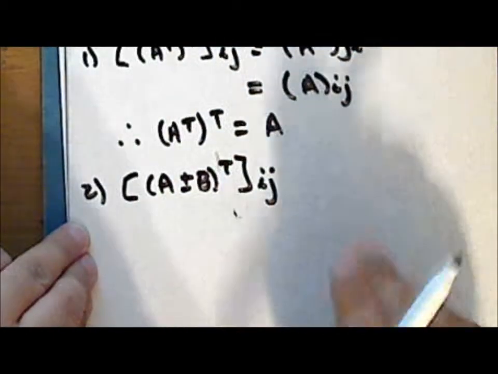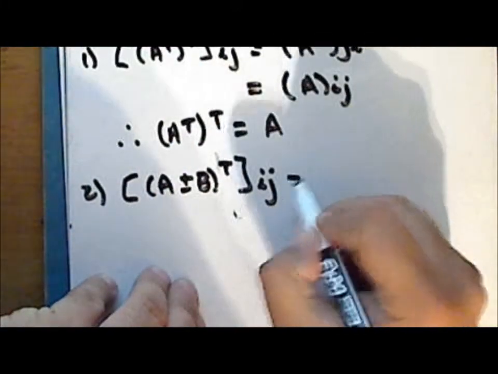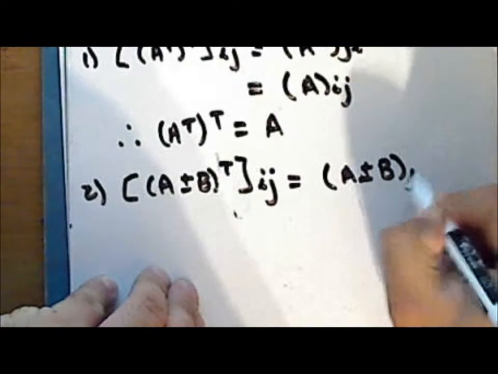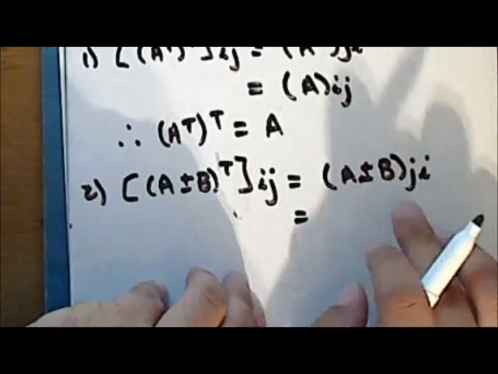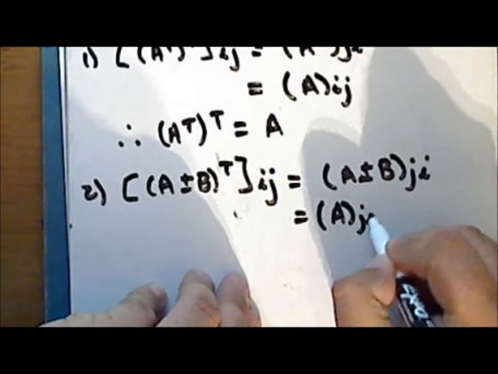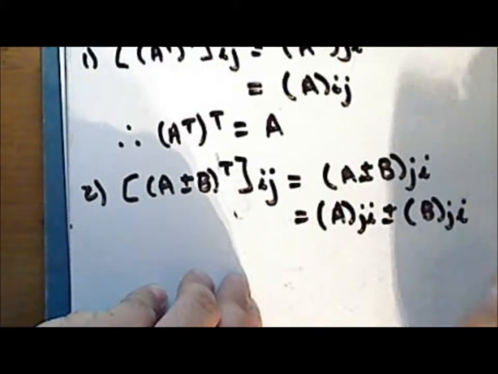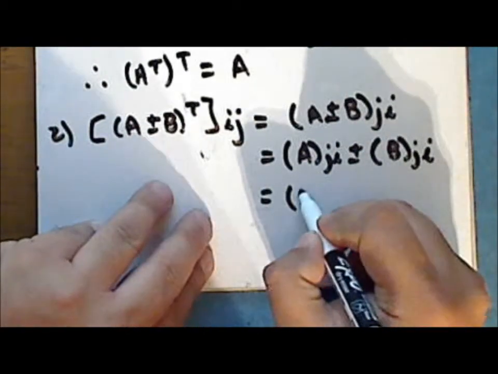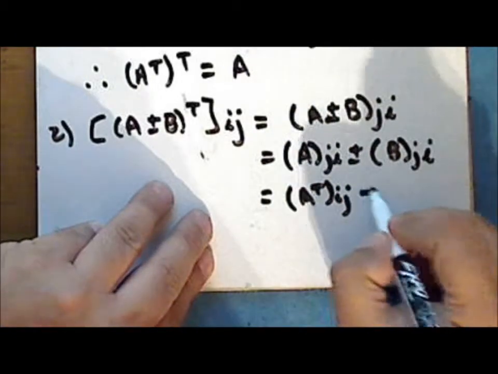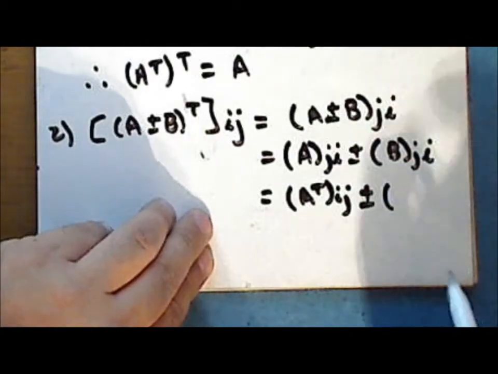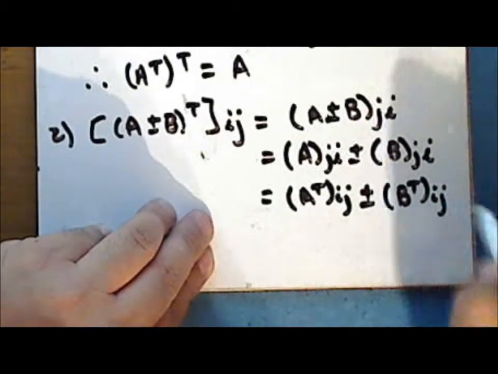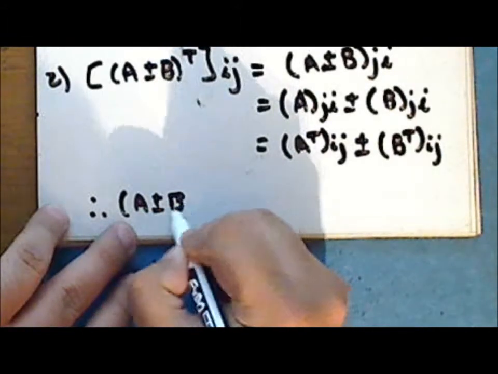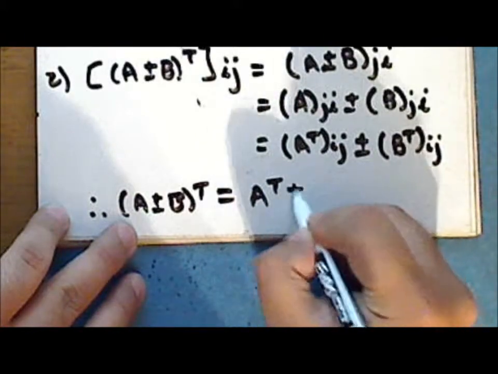The entry in row I, column J, of the transpose of a sum or difference is the entry in row J, column I, of the sum or difference. And this is the sum or difference of the corresponding entries. And the entry in row J, column I, of the matrix A is the entry in row I, column J, of the transpose of A. And the entry in row J, column I, of the matrix B is the entry in row I, column J, of the transpose of B. And so we have that the transpose of a sum or difference is the sum or difference of the transposes.